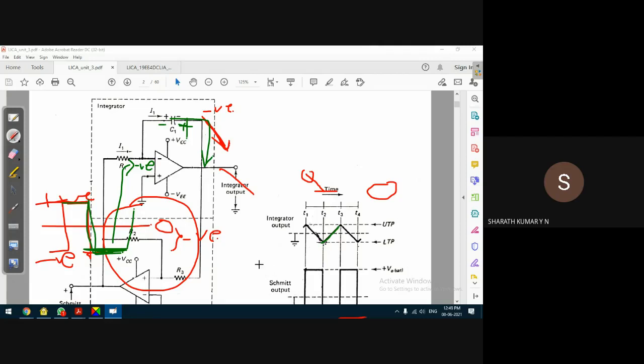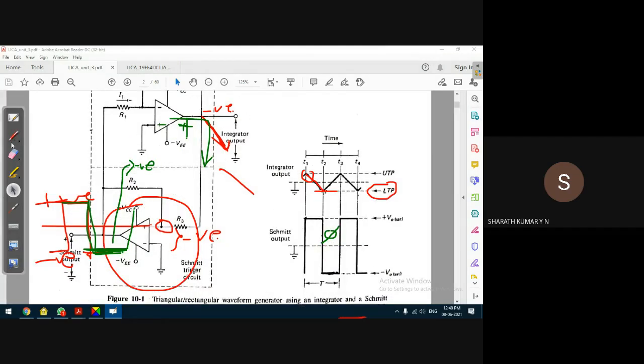From negative cycle to positive cycle. Okay, so the output of the integrating circuit increases. It goes from the negative cycle, touches zero, crosses zero, and goes towards the positive cycle. And when the output of this integrator reaches some positive point called the upper triggering point, how to design this upper triggering point, we'll discuss that. For timing, assume that the upper triggering point is already set.